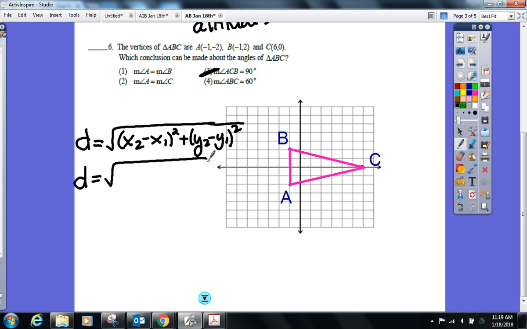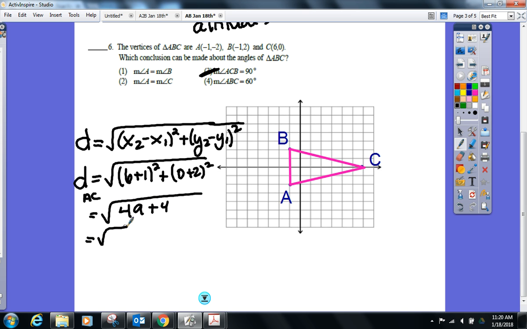What do you want to find the distance of first? AC, sure. Okay, distance AC is going to be, let's see, 6 plus 1 squared for the x's, and for the y's, I got 0 plus 2 squared. So I have 49 plus 4, which is the square root of 53. I just used the coordinates.